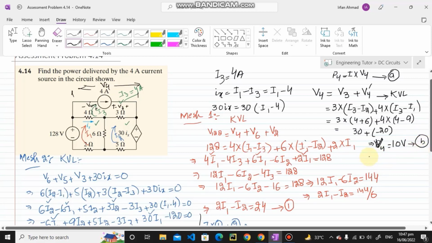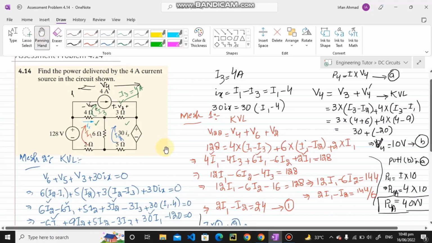So now put B in A. I will get P4 equal to I multiplied by V4, which is 10, and the value of I is 4. So 4 multiplied by 10, and ultimately I will get 40 watts. Okay, so this is the value of the power which is delivered by the 4 ampere source. So 40 watts is the answer of this question, which is the power provided by the 4 ampere source. So that's it for this question.